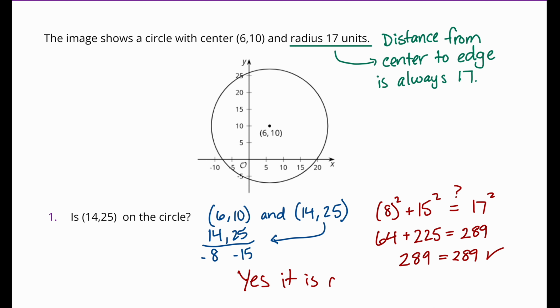So if we get 289 equals 289, then we can say yes, it is on the circle, because we have proven that the distance between those 2 points is 17. So if we put that 14 and 25, that would be right here, and we'd have a distance here of 17. The vertical, the y's, gave us 15, and the horizontal gave us 8. And 8, 15, 17 is a Pythagorean triple. So we can always draw a triangle like that.